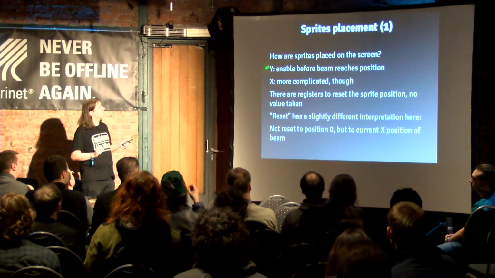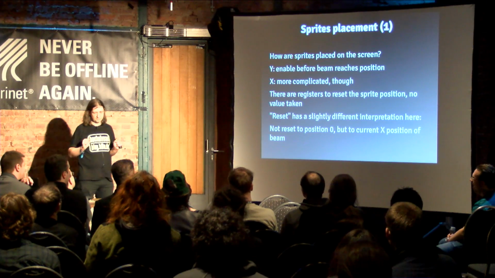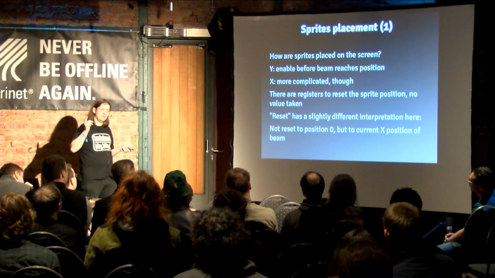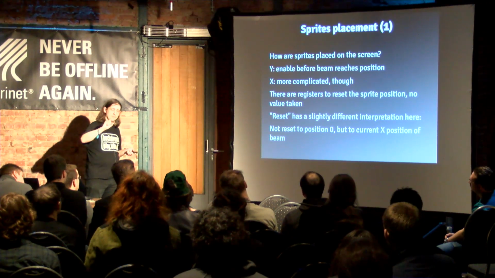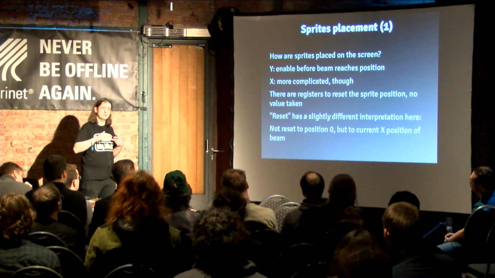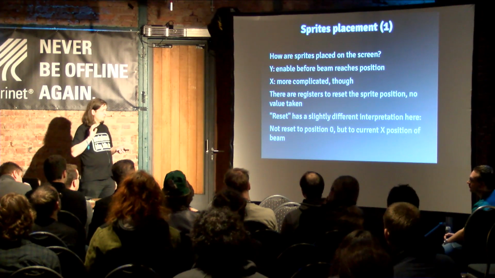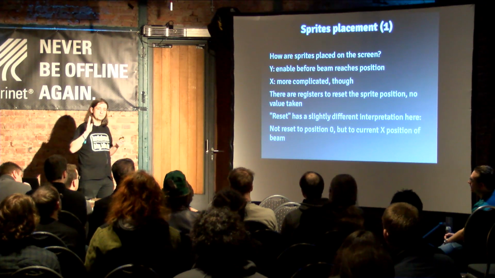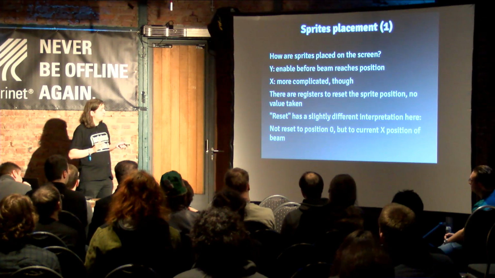So how are sprites placed on the screen? This is one of the major problems if you look at the software. As the beam travels along, you have to trigger a reset register that says, put the sprite right here. You have no value you can write into, so you really have to wait until the beam is at the right place, then trigger it, and then you have your sprite at this position.